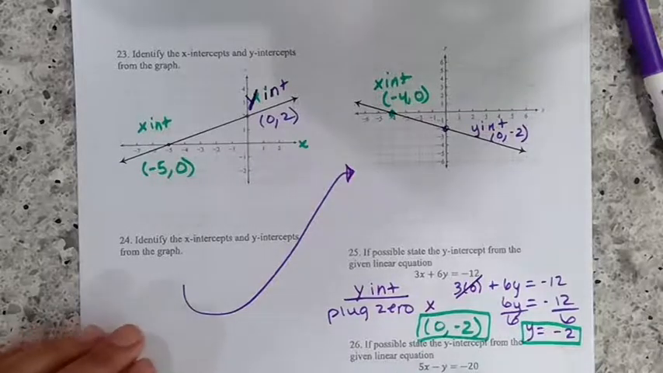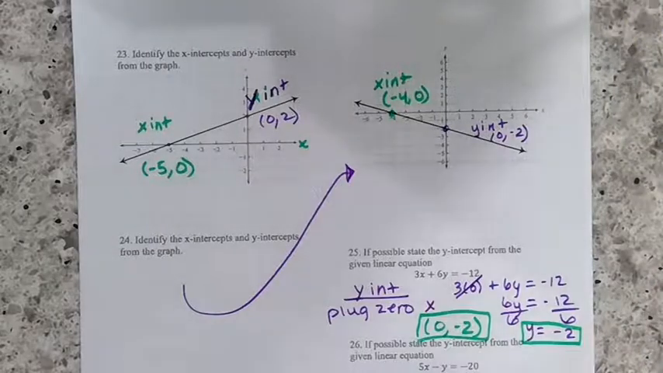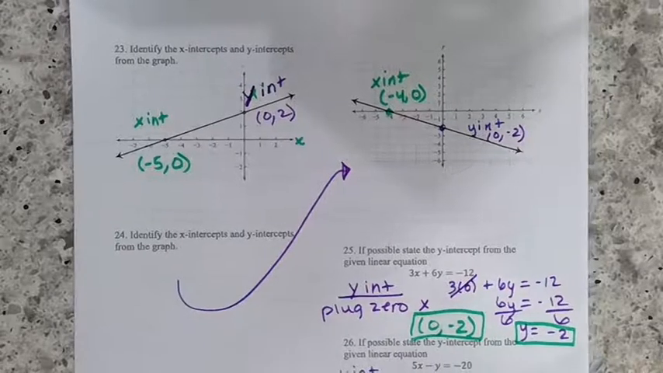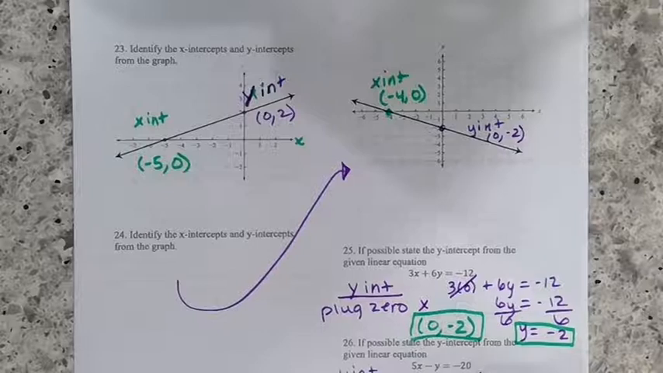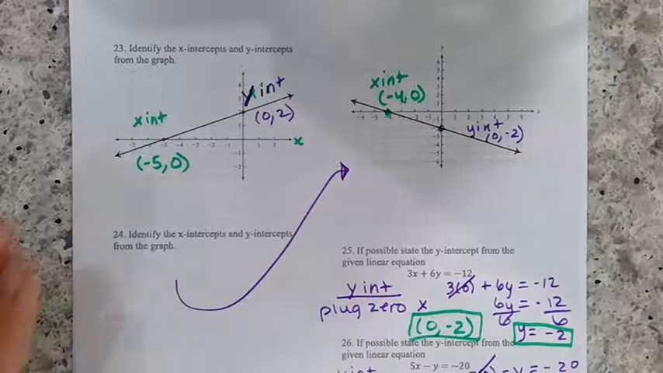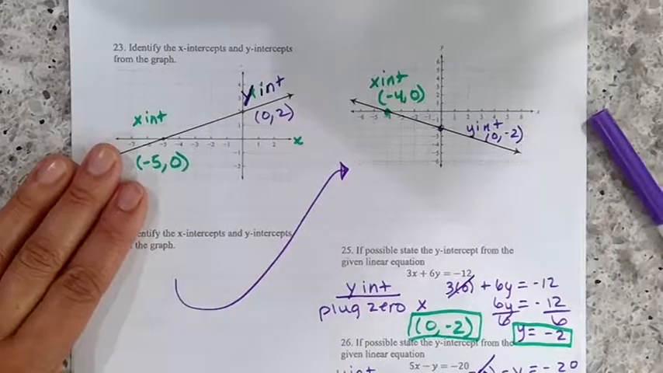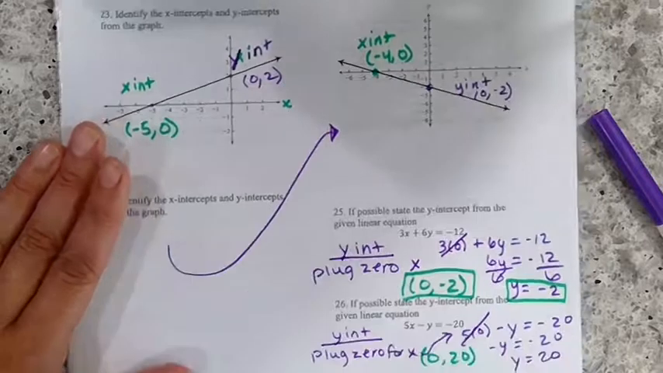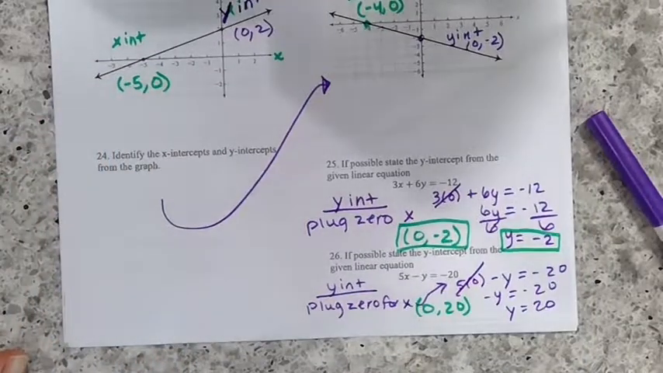If possible, state the y-intercept from this. Well, if you're trying to find the y, this is the same problem. If you're going to find the y-intercept, you're going to plug in 0. So this is going to be 5 times 0 minus y equals -20. Negative y equals -20. Y equals 20. So your answer is going to be y equals 20, or it could be (0, 20). Oh, you guys didn't see any of that. There you go. Take a minute to copy that down.